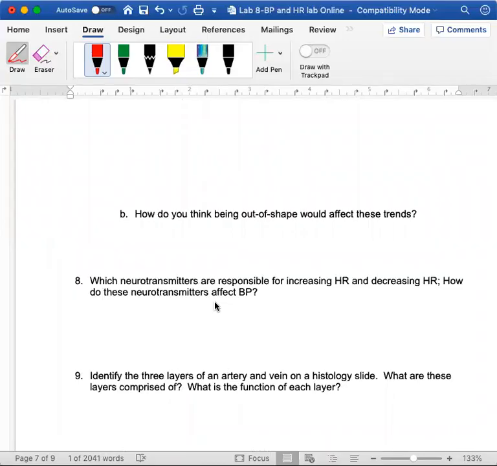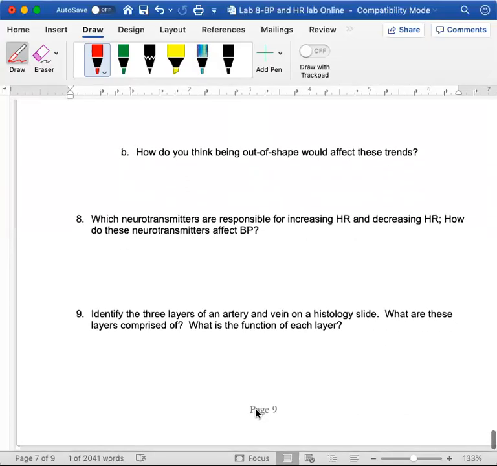Number 8, what neurotransmitters are responsible for increasing and decreasing heart rate? I'm talking about neurotransmitters, not the hormones. So let me know how you increase, decrease heart rate and how that affects blood pressure. Artery and vein on a histological slide. So I want you to tell me what the 3 layers are, what they're composed of, and what the function of those 3 layers is for the arteries and veins.